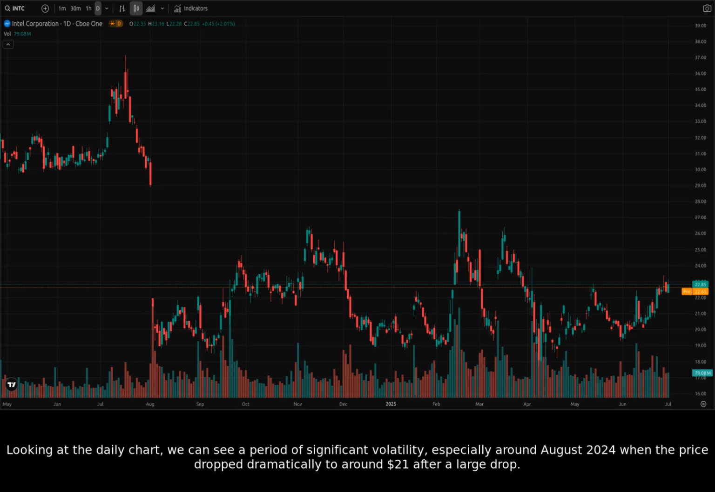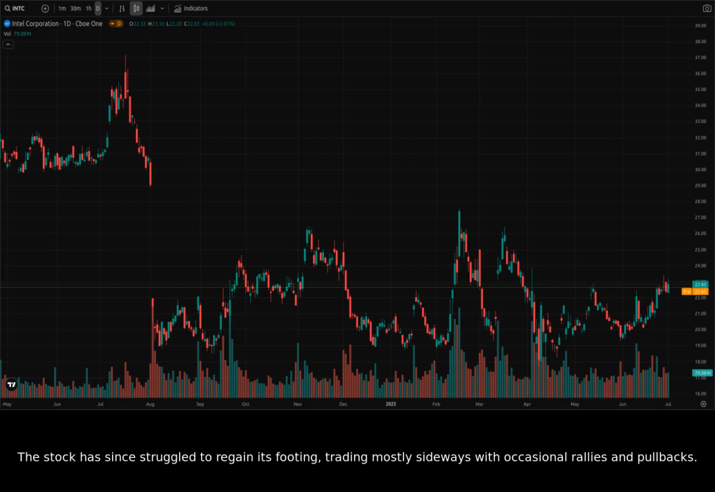Looking at the daily chart, we can see a period of significant volatility, especially around August 2024 when the price dropped dramatically to around $21 after a large drop. The stock has since struggled to regain its footing, trading mostly sideways with occasional rallies and pullbacks. In March 2025, we saw Intel trade at roughly $24, where the stock seems to find resistance and gets rejected.